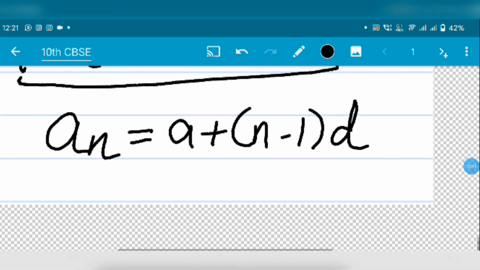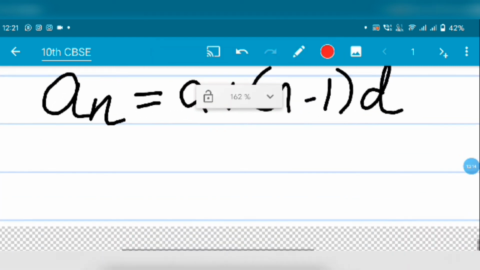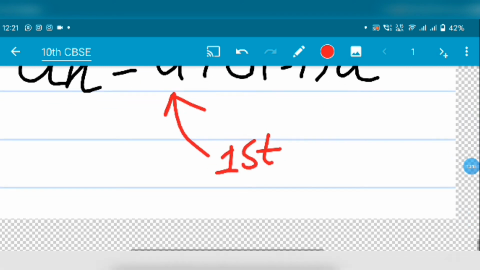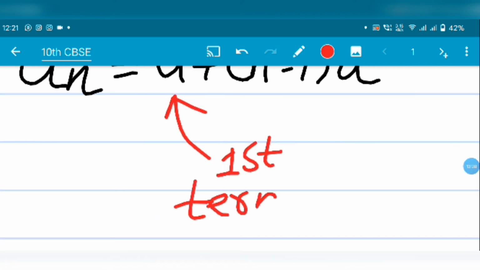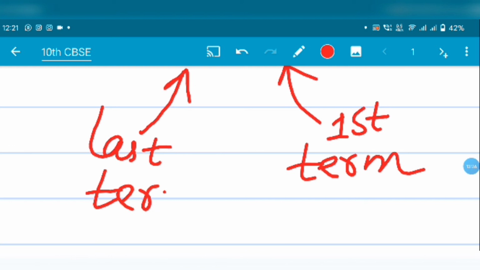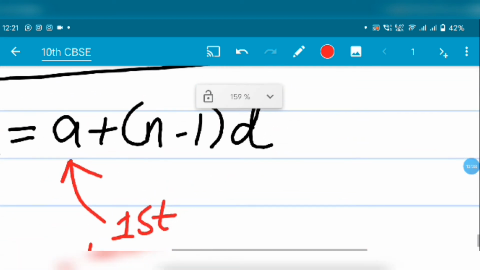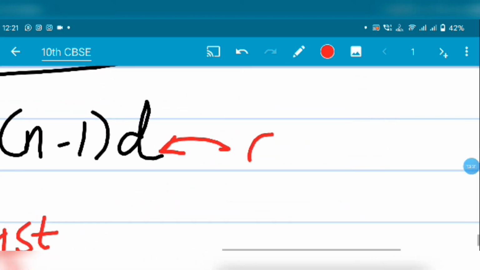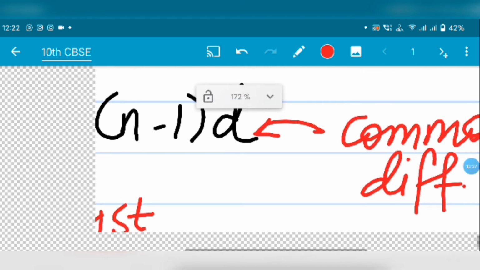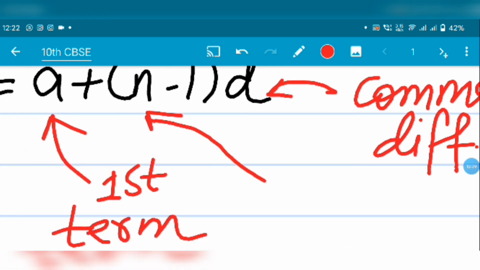Here A is representing the first term, AN is representing the last term, D is representing the common difference, and N is the number of terms.